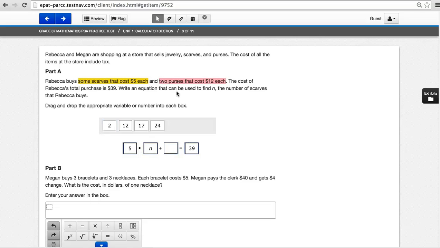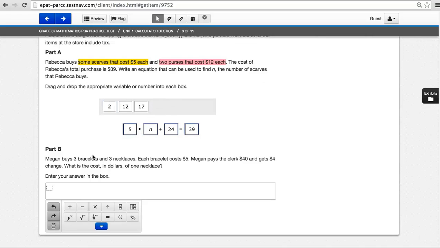For the pink section, 2 purses that cost $12 each, well, you can do the math in your head. 2 times 12 is going to give us 24. Don't select the distractor, which would have been 12. So this would have been our correct final answer: 5 times n plus 24 is equal to 39.